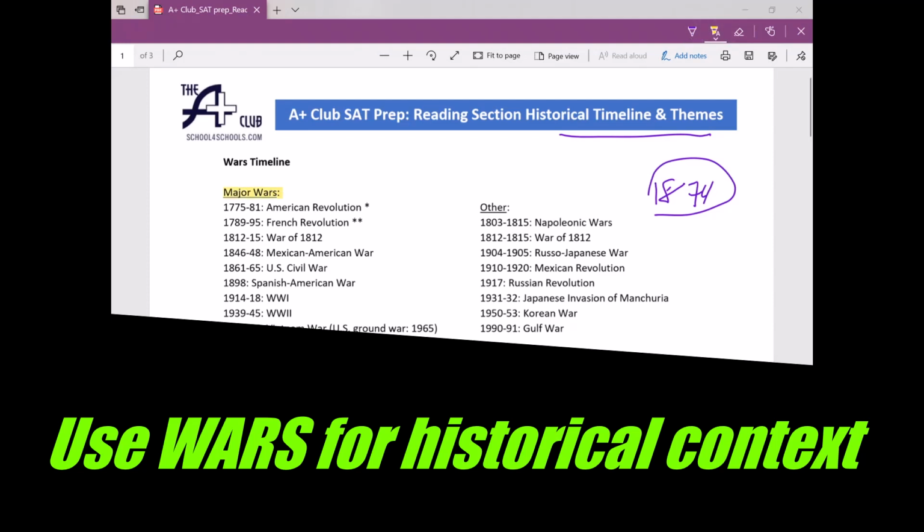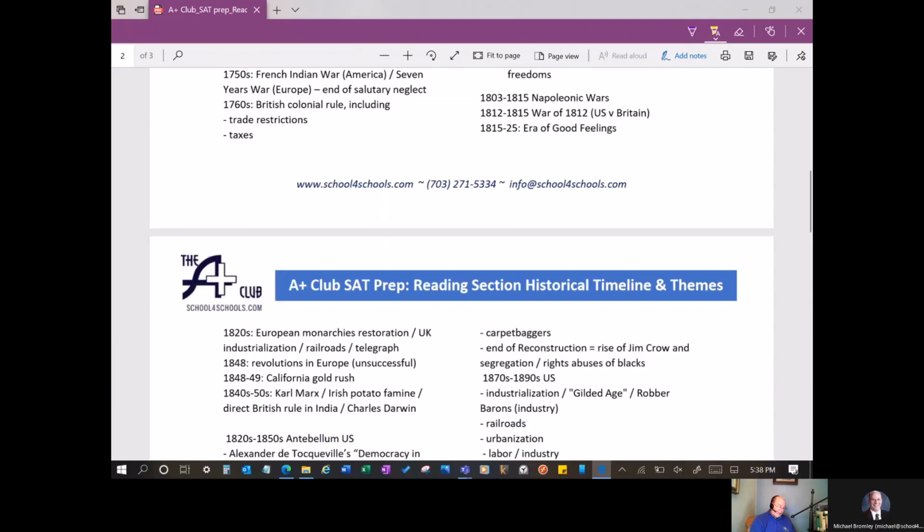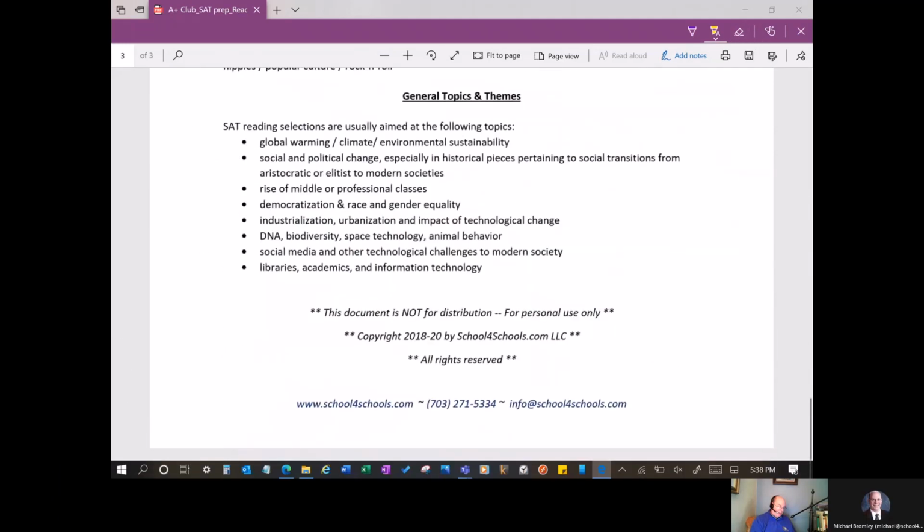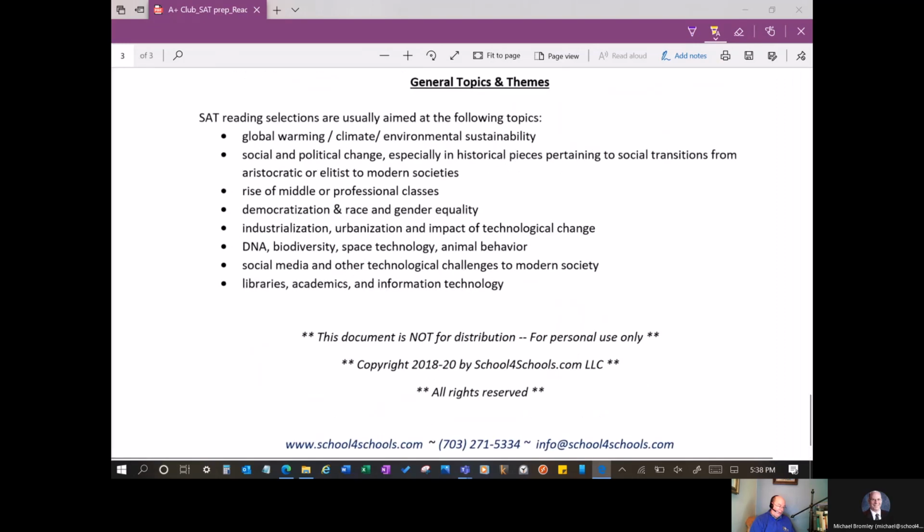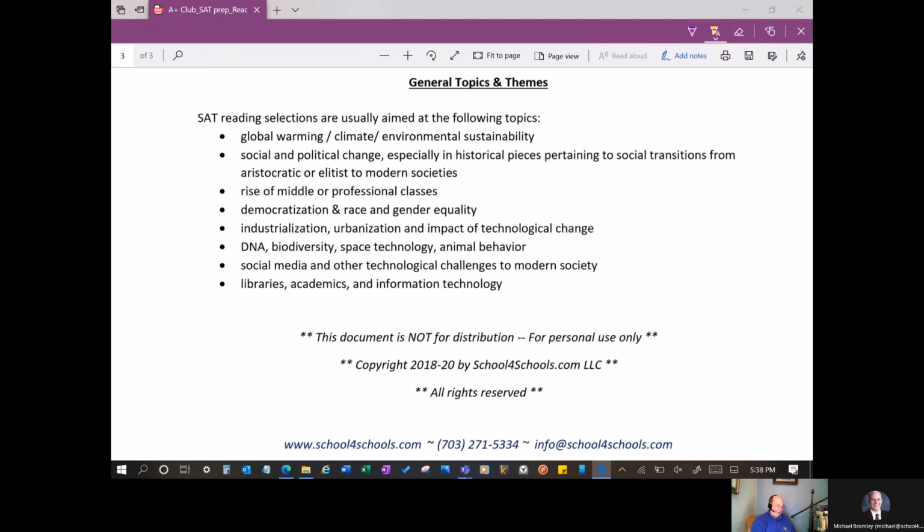Wars are the product of things going on in societies, between societies, and wars create new things and new situations that societies deal with. And this test is very, very consumed with a couple key themes. So I like to think always through what we are going to be getting on this reading section and the writing section as well. We're going to get a lot on global warming, the climate, environmental sustainability, typical. In the historical pieces and the fiction, we're going to get a lot about social and political change, because they're obsessed with social transitions.